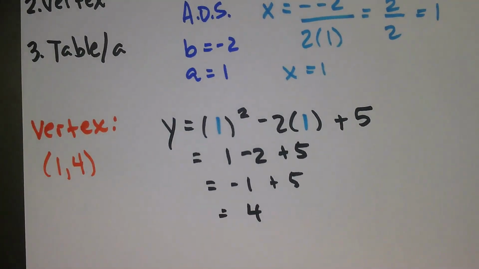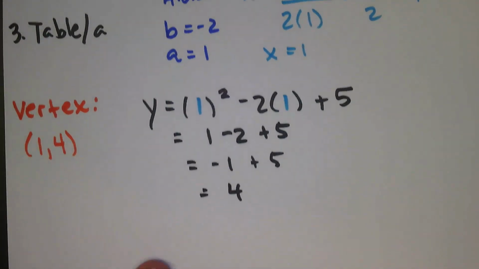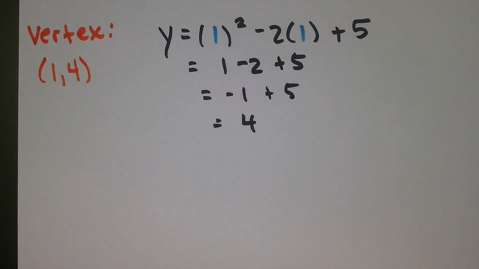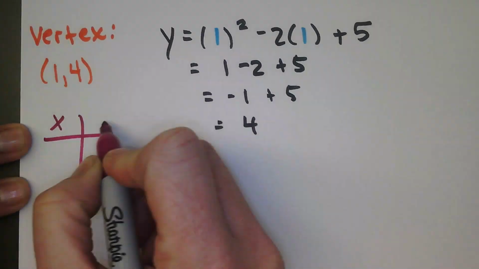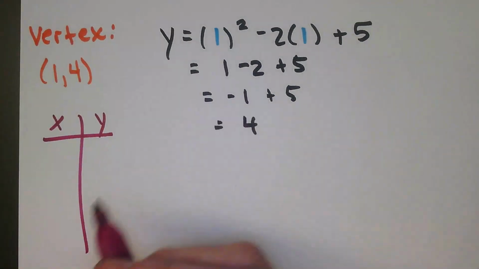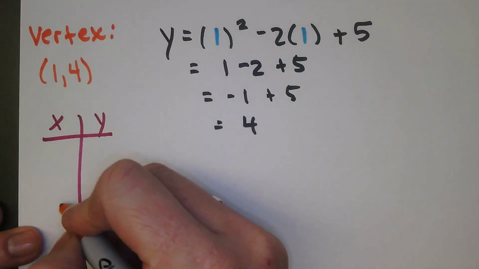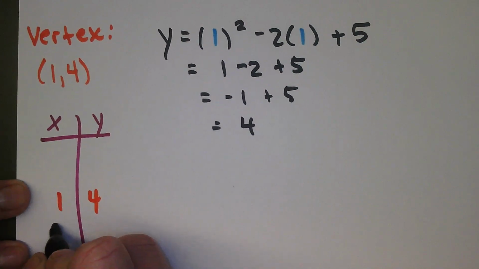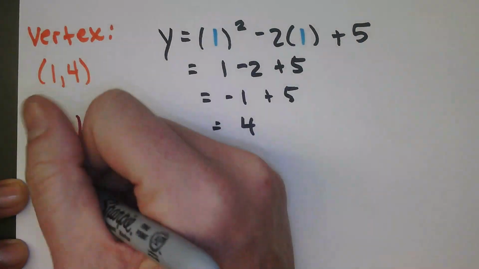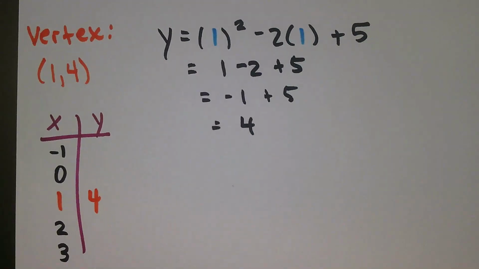Okay, so from there, in order to set up the graph, I either want to set up a table or I can just use my a value. Either is totally fine. I'll go ahead and set up a table. But what's really important is that that vertex goes in the middle. So I'm going to put the x value of 1, the y value of 4 here, and then I will build coordinates around the vertex. So in one direction on x, I'll go bigger, and on the other direction on x, I will go smaller.